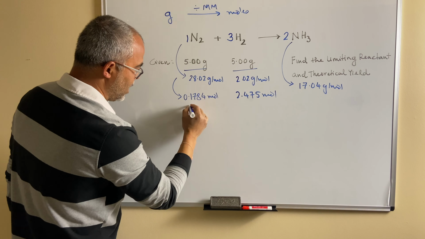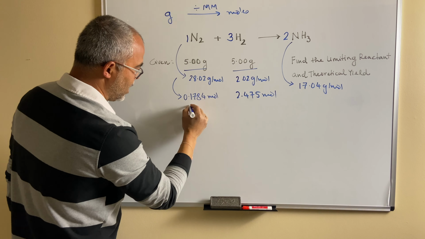And now what this gives us is 0.3568 moles NH3. So if we try to understand what just happened, if we started off with 0.784 moles of N2, we would get 0.3568 moles of NH3. Now let's try to do the same calculation for the hydrogen, okay?